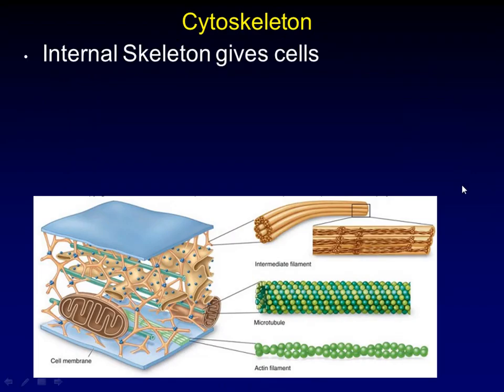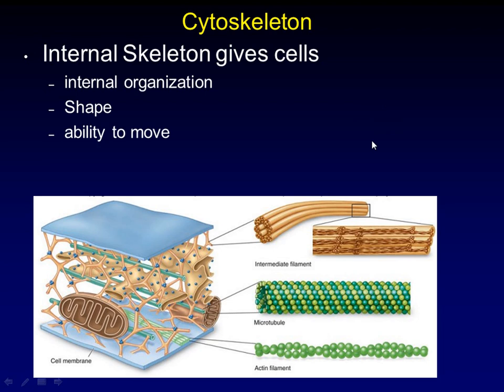Okay, the cytoskeleton, last but not least. This is the part of the cell that actually gives the cell some organization. Organelles are not just floating around in the cytoplasm. There's a lot of structure. They're anchored. There's shape involved. This cytoskeleton actually gives the cell shape. And when the organelles do move, and they do move, they actually move because of these filaments.